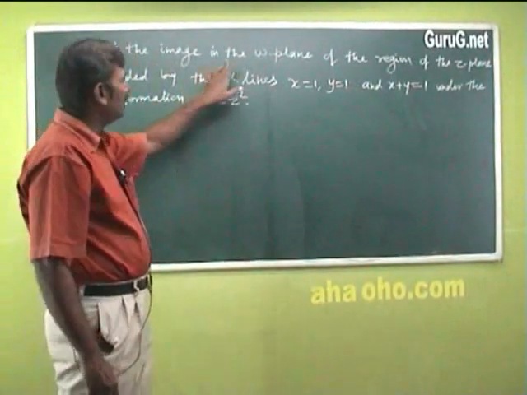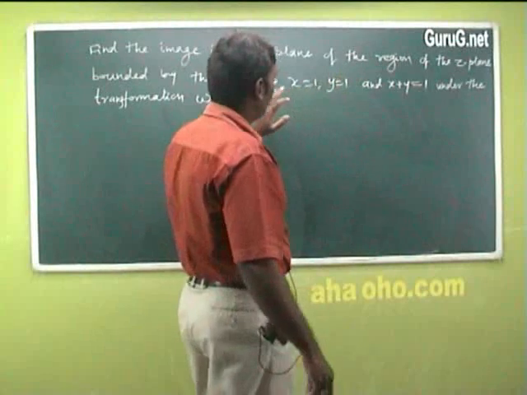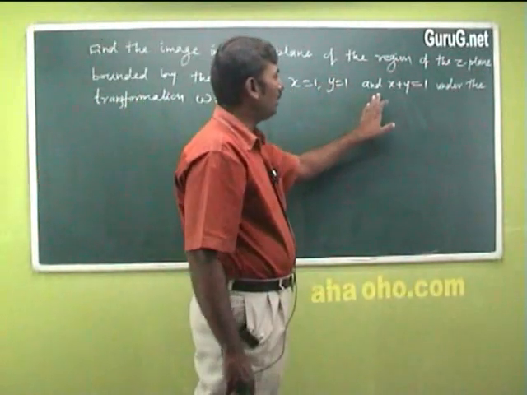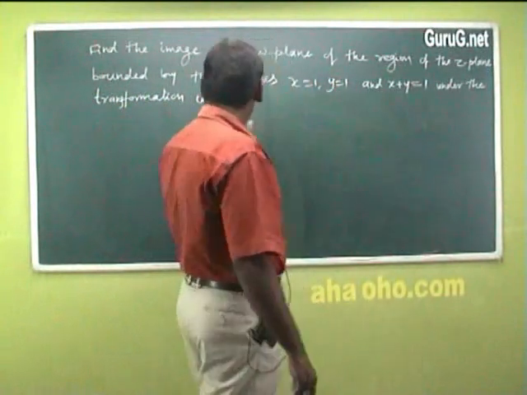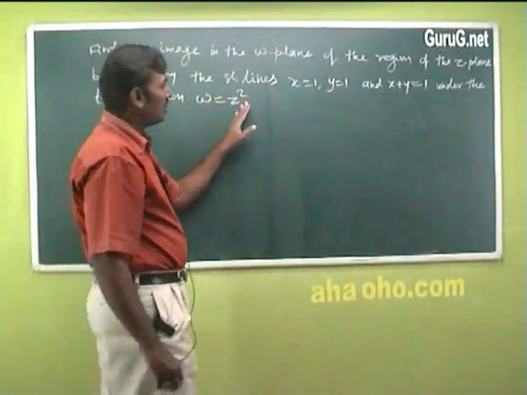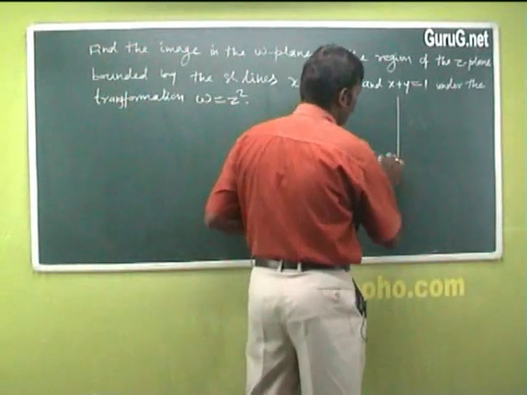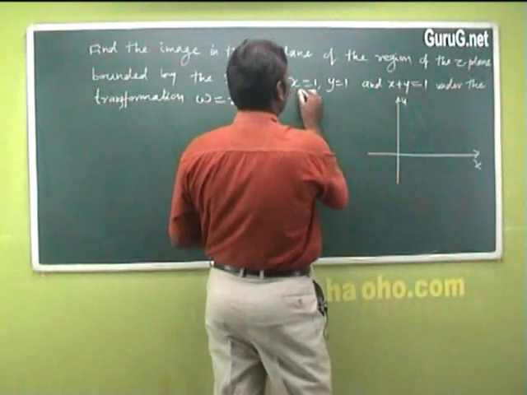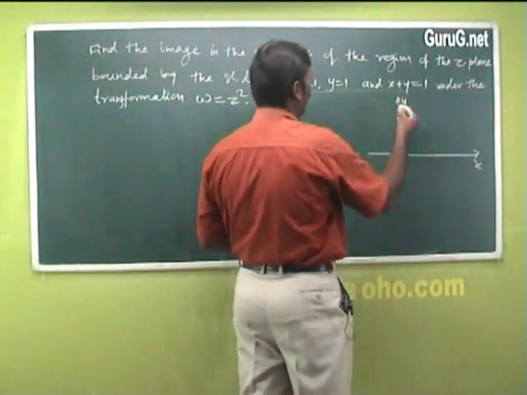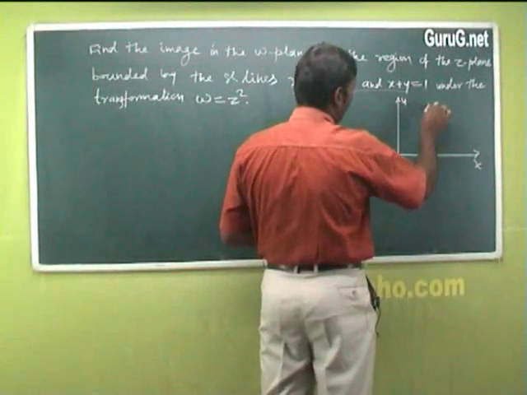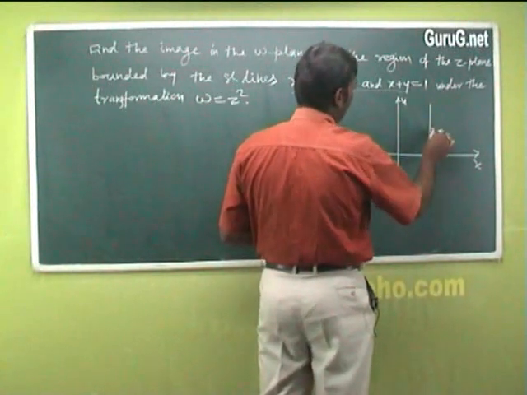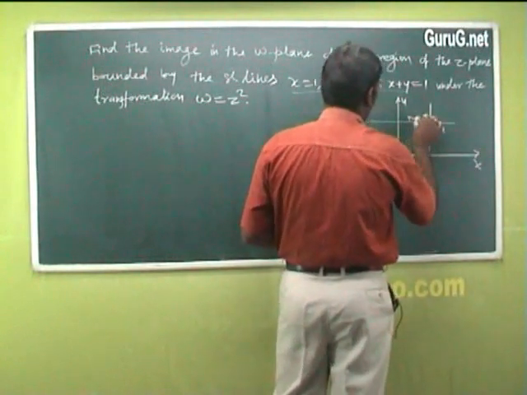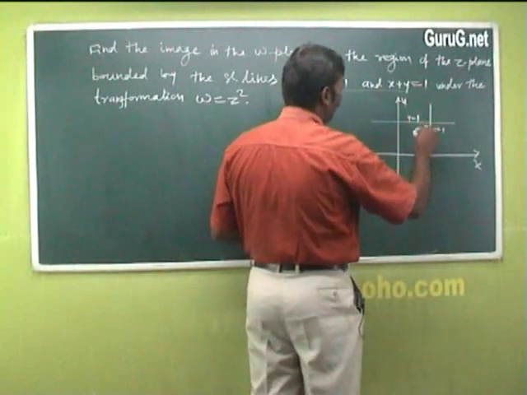Now find the image in the w plane of the region of the z plane bounded by the straight lines x equal to 1, y equal to 1 and x plus y equal to 1 under the transformation w equal to z square. Now how is the region given in the z plane? It is bounded on the x axis and y axis by these three lines. x equal to 1 is a line parallel to y axis, y equal to 1 is a line parallel to x axis, and x plus y equal to 1.